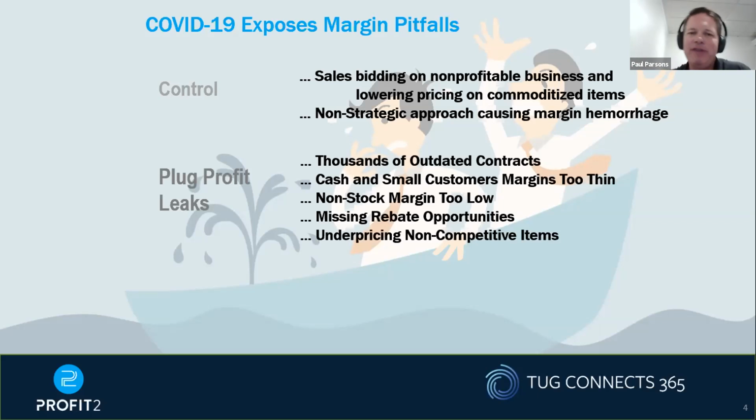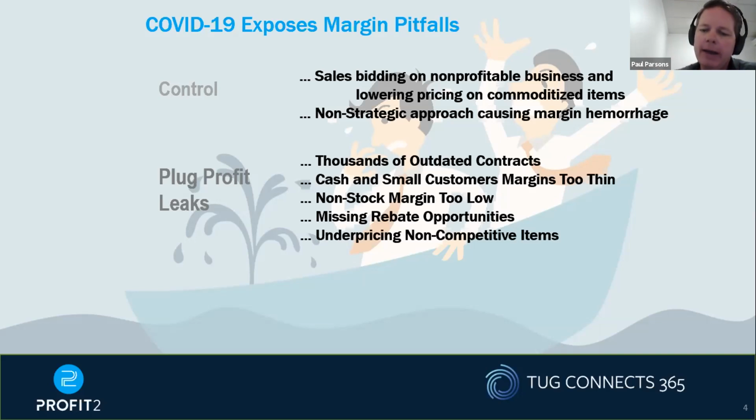And oftentimes one of the big challenges for a lot of distributors, and this is a consternation point for a lot of executives, is that their non-stock margin is a point or two below their average margin on stock sales. And that's an area of opportunity. Missing rebate opportunities, underpricing non-competitive items is probably the biggest one. That's the biggest return on investment on a pricing project, really going after that low-hanging fruit, having more consistent, credible pricing.